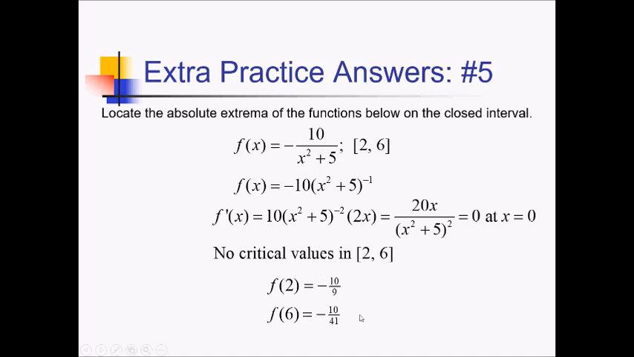Now, between these things, which one's bigger, which one is smaller? Well, 10 ninths in general is a larger fraction than 10 forty-firsts, because you've got a smaller denominator, but it's negative, so that means this is more negative than this one. So the absolute min then is going to be negative 10 over 9. And that makes this other one the absolute max.